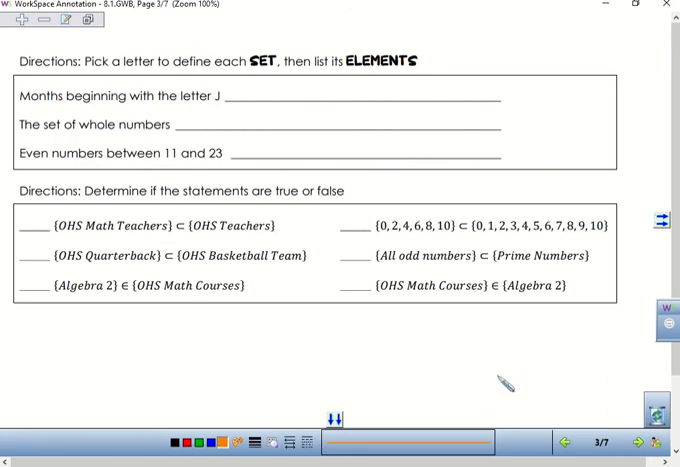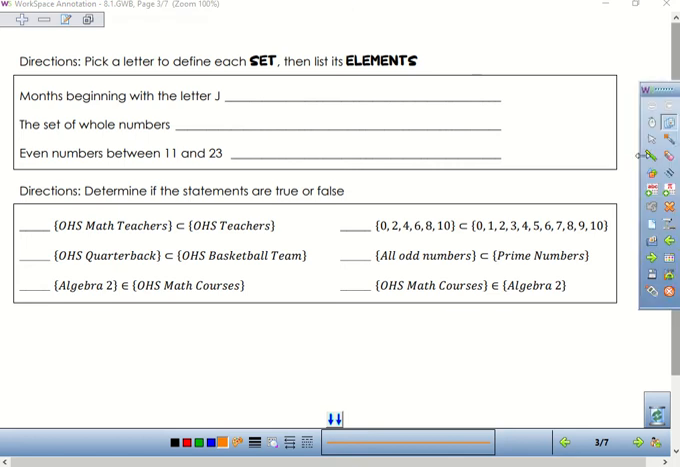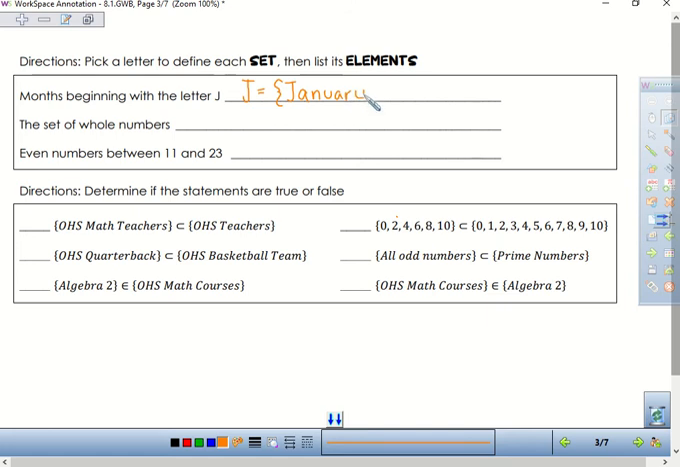So let's go ahead and get started on some examples. Let's talk about sets and elements so we can get a better grasp of what this means. So we want to find a set that has the elements that are the months that begin with the letter J. So we're going to call this set J, and we're going to identify the elements of set J. What is the first month you can think of that begins with the letter J? Good, January. So January is an element in the set of months that begin with the letter J.